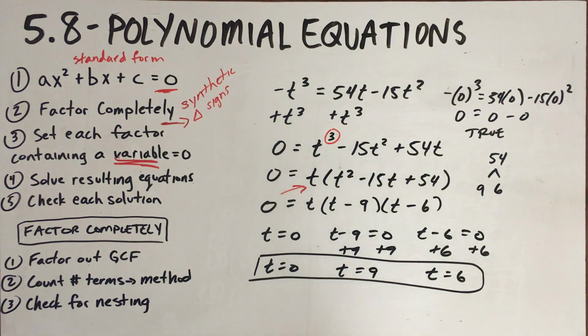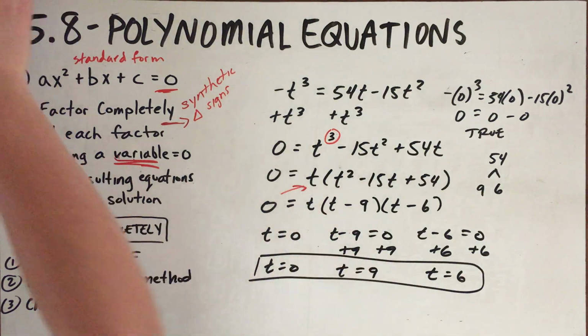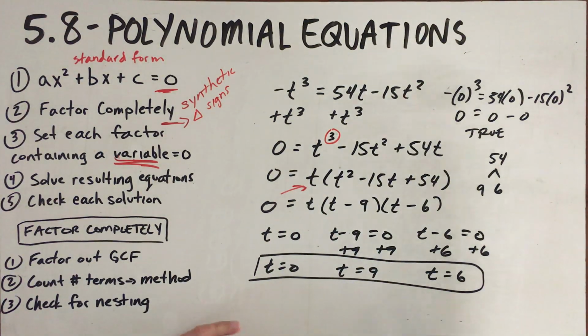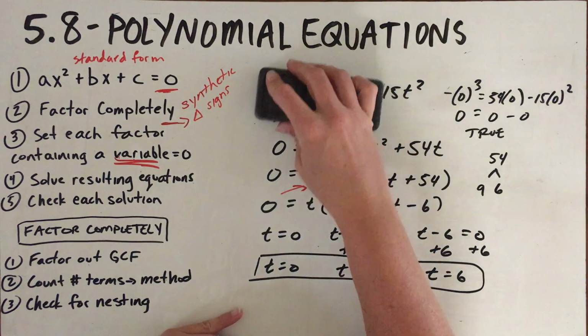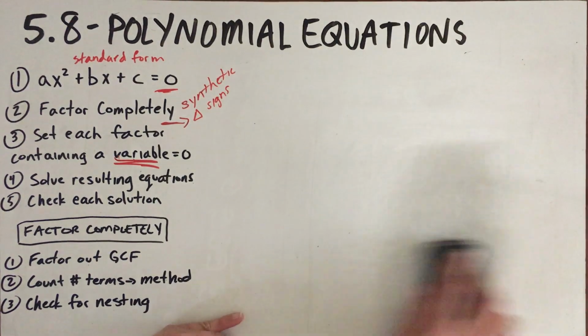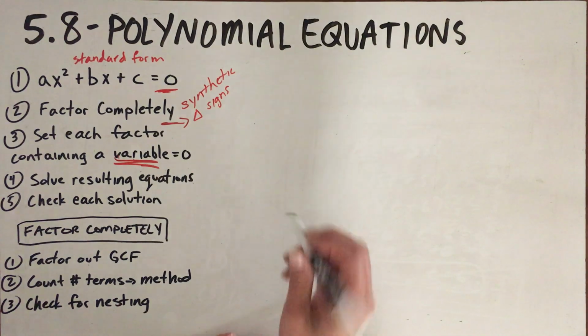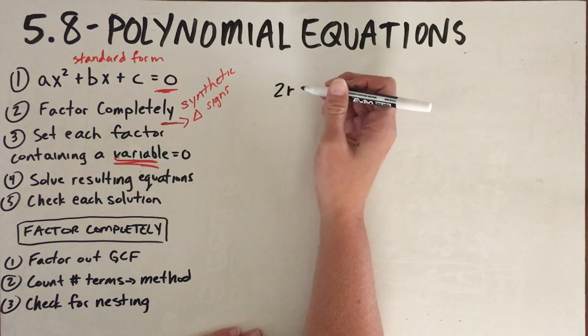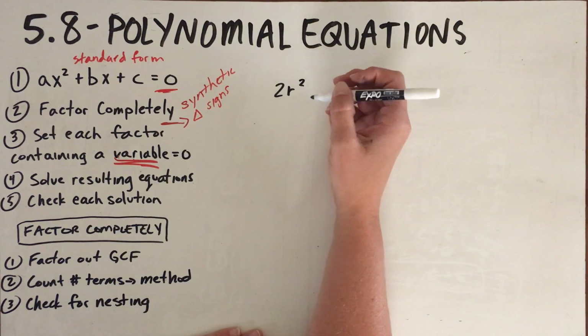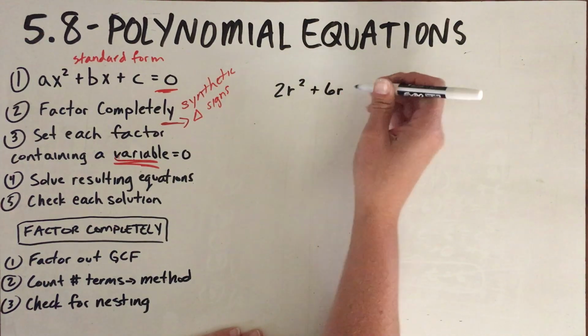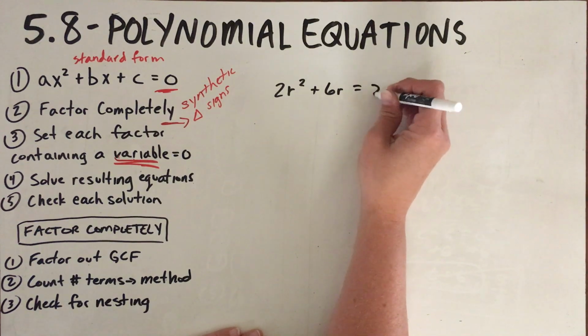Okay, so it's really important to note that if you have a factor that contains a variable, you need to set every variable equal to 0. But what if I don't have a variable? Say that instead I have 2r squared plus a 6r is going to be equal to 20.